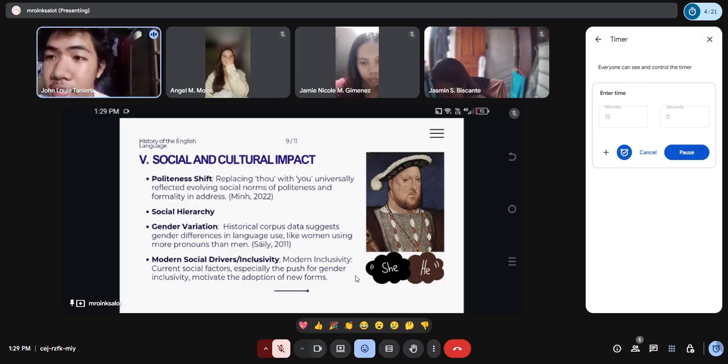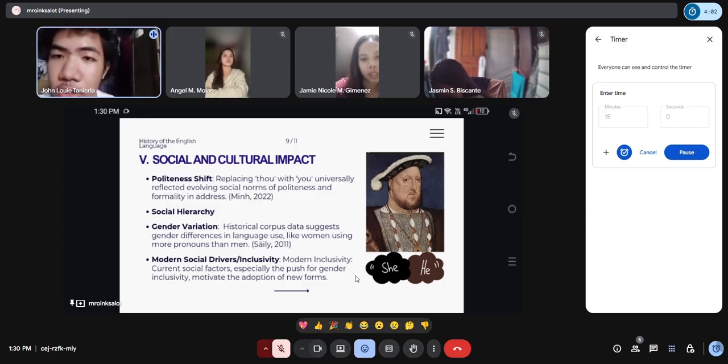Second is social hierarchy. We can clearly see social hierarchy at work by looking at texts like Shakespeare. People used you when addressing a superior, like a king, your majesty, your excellency, but the king would use the less formal thy or thee back to a subject. These pronoun choices served as a quick linguistic badge of social rank and respect.